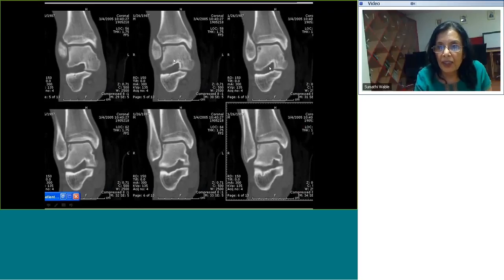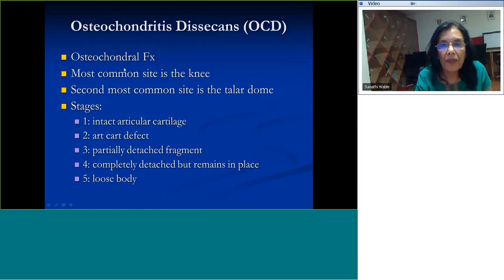CT can also be used to evaluate osteochondral lesions. Again, there are different stages like we already talked about. You can do MR arthrograms if stage 3, 4 lesions need to be distinguished.